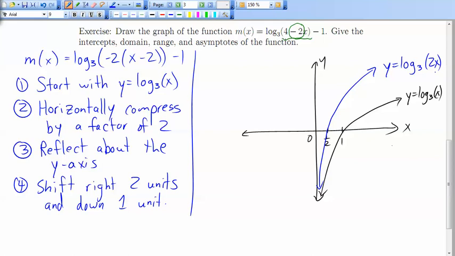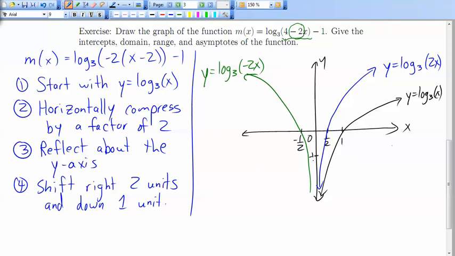Next, we're going to reflect that graph about the y-axis. So now our new x-intercept will be at -1/2. We're paying close attention to where it's going. See if I can draw a nice symmetric function there. Log base 3 of -2x. And last thing we have to do is shift this over to the right 2 units and down 1 unit.